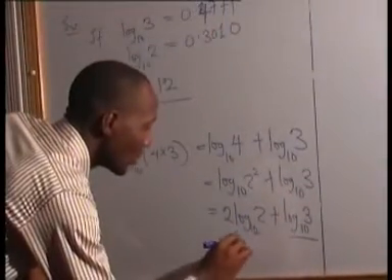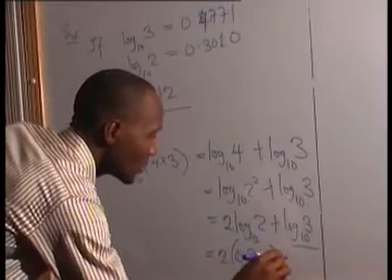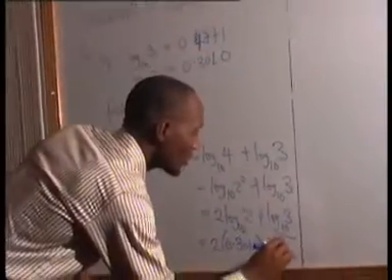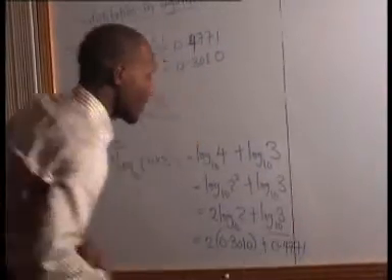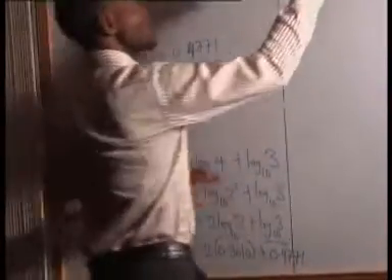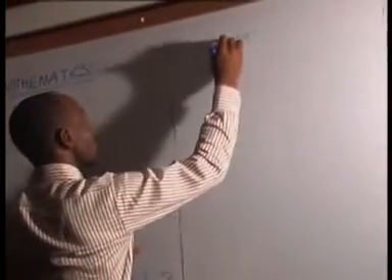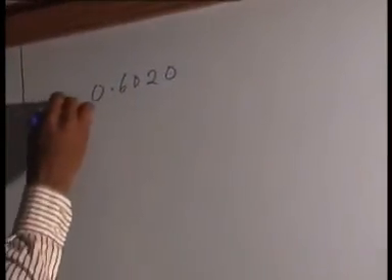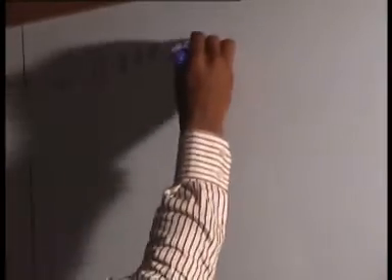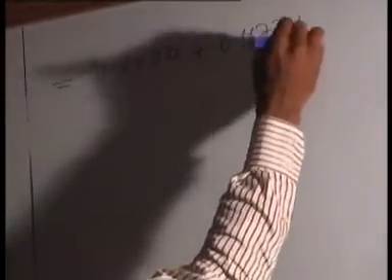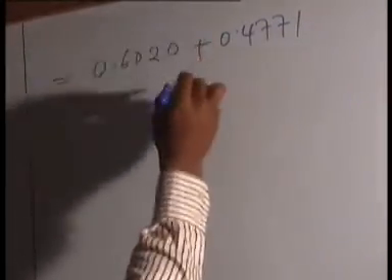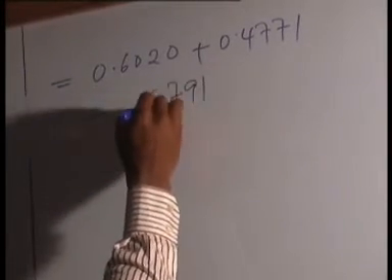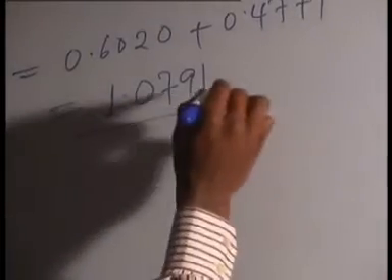So you are going to have 2 times 0.3010 plus that of 3, which is 0.4771. So this is what you do. 2 times this gives 0.6020. Then plus 0.4771: 1 plus 0 is 1, 7 plus 2 is 9, 7 plus 6 is 13. So this is the final answer.